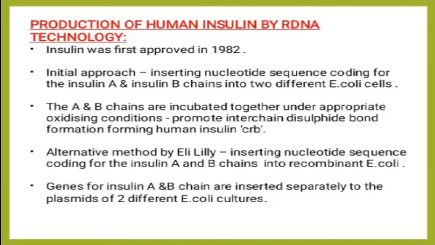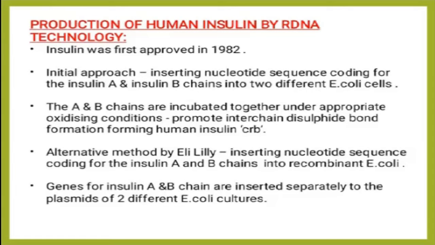Next, the production of human insulin by rDNA technology. Insulin was first approved in 1982. The initial approach was inserting nucleotide sequences coding for the insulin A and B genes into two different E. coli cells. These A and B chains are incubated together under oxidizing conditions, which promotes interchain disulfide bond formation, forming human insulin. This is the first procedure.